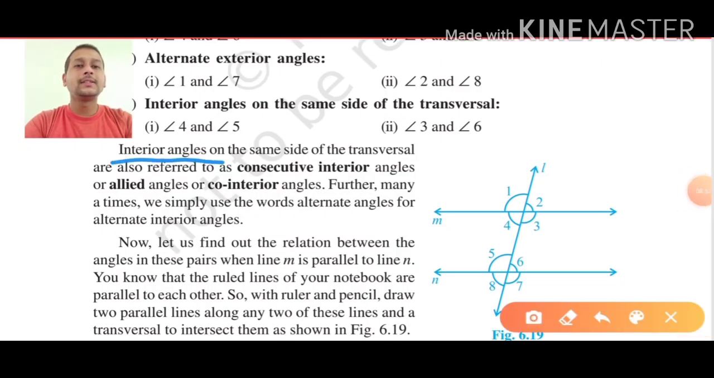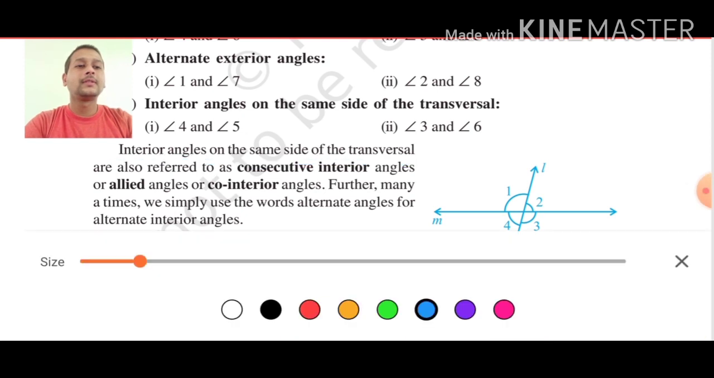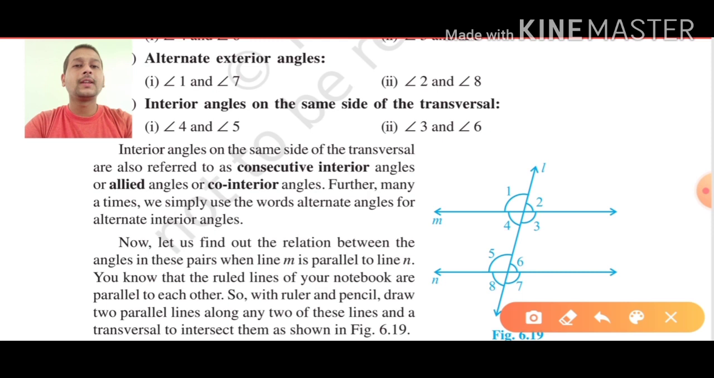Interior angles on the same side of the transversal are called co-interior angles or consecutive angles or allied angles also. So that you have to see. Okay.